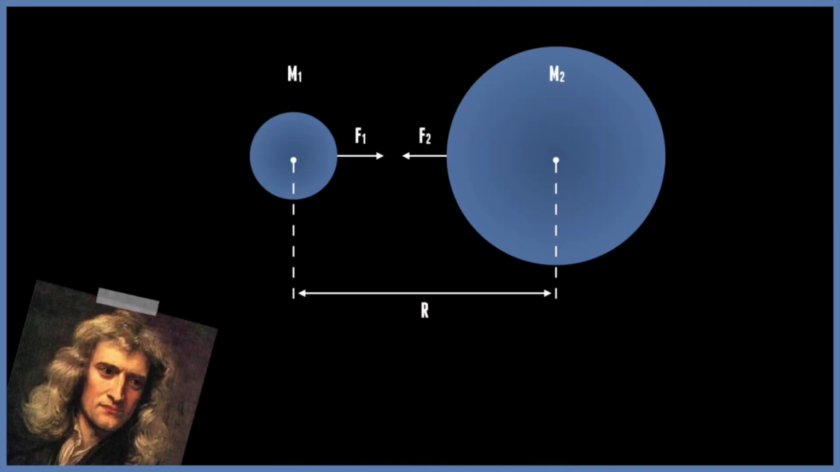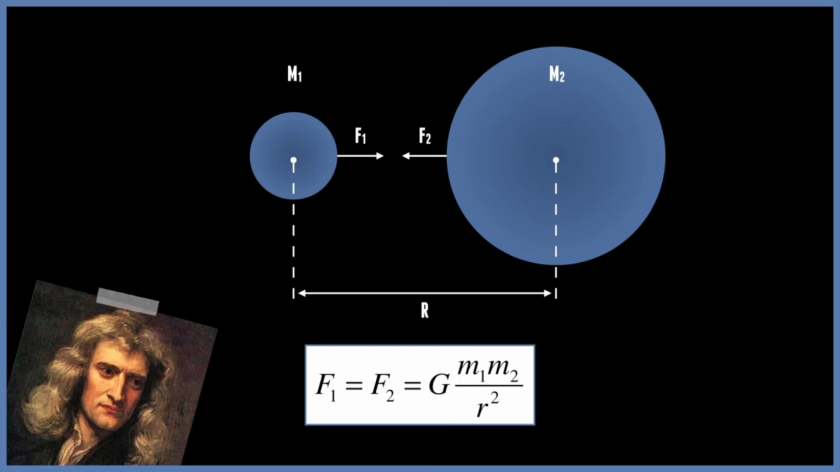Isaac Newton's universal gravitational law states that the force between two bodies can be expressed mathematically as a formula, where F is the force, m1 and m2 are the masses of the objects interacting, and r is the distance between the centers of the objects. There is also a gravitational constant.